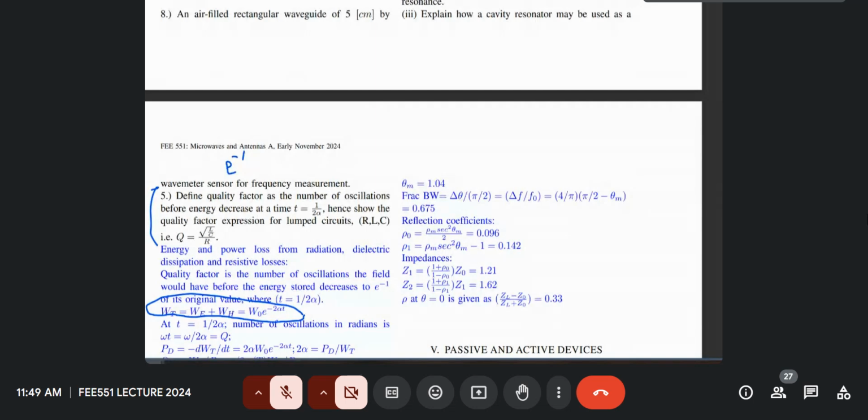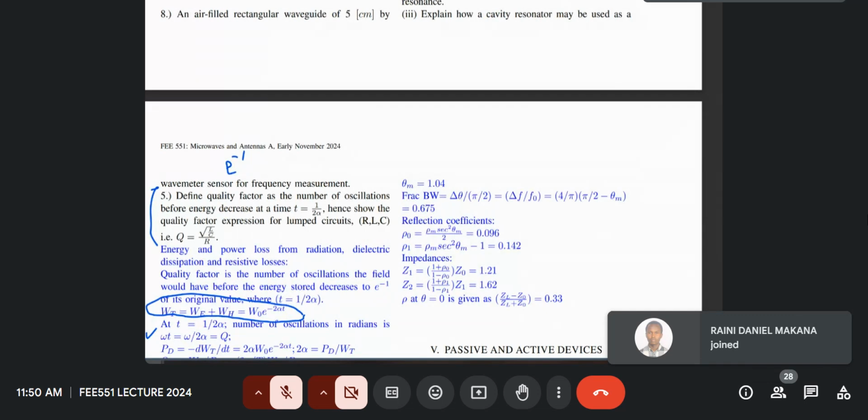So we can see that at t equals 1 over 2 alpha, that's when the energy reduces to e raised to -1. And if we take the energy with time, then we get the power loss, which is 2 alpha. So by expressing 2 alpha in terms of PD, the power loss, and the energy stored, that's how we computed the quality factor. Otherwise, the quality factor is the number of oscillations in radians. So you can have Q is equal to omega t.